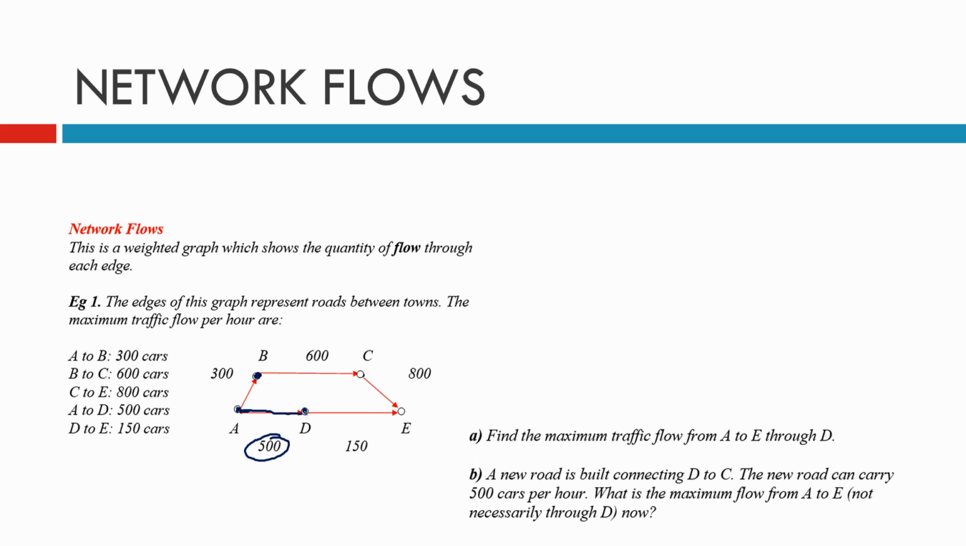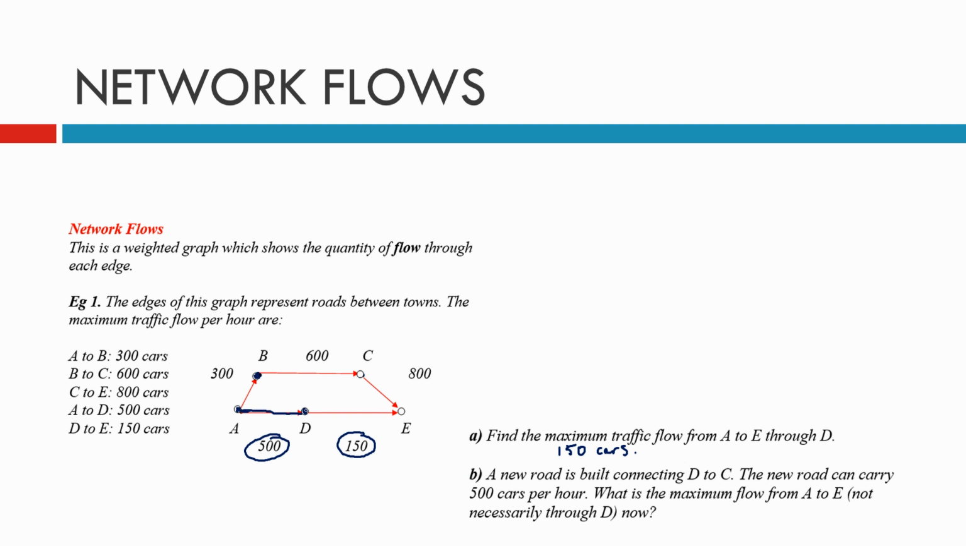Every hour, 500 cars go through there. But then from D to E, we can only have 150 cars going through in an hour. So the maximum flow from A to E going through D is only 150 cars for the hour. Doesn't matter how many we can get to D, we can only go 150 from D to E.